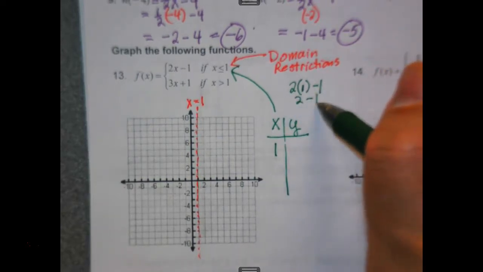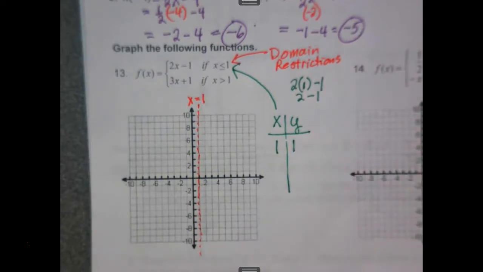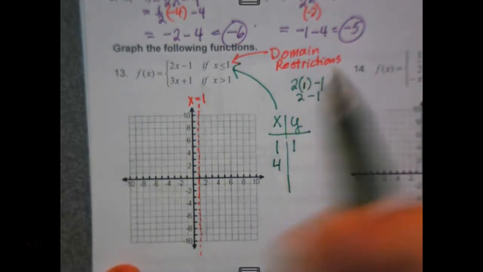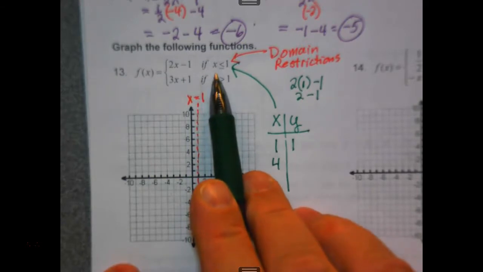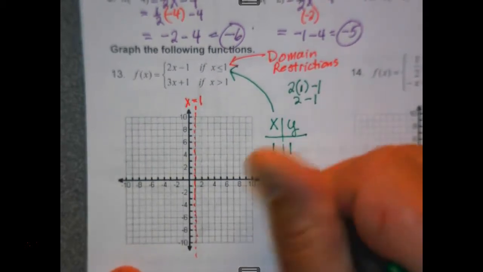2 minus 1 is 1. I'm going to choose another point. We can choose 4. Now, is 4 going to work? No, because it has to be less than 1. So let's use 0.